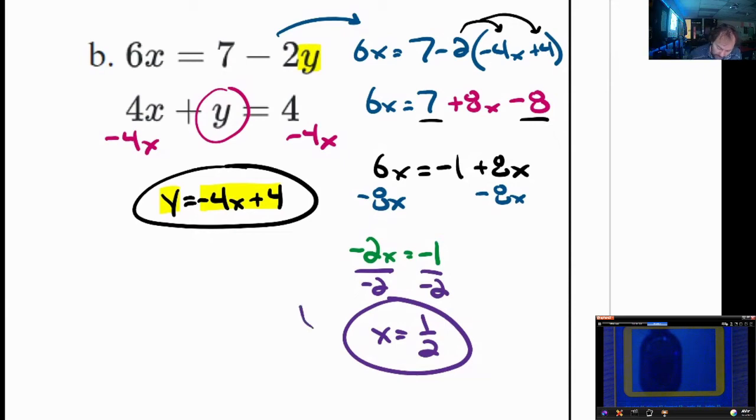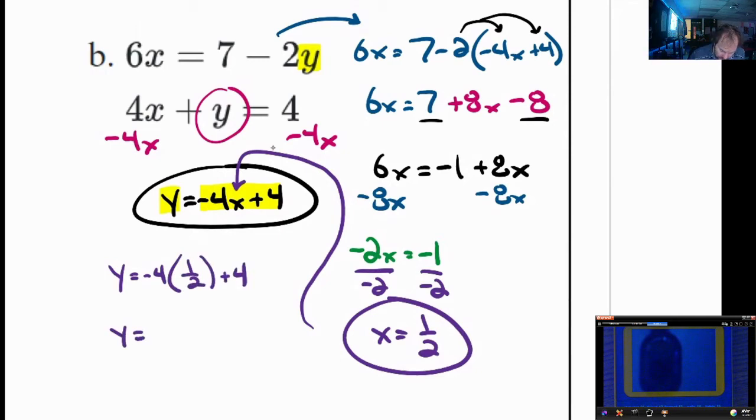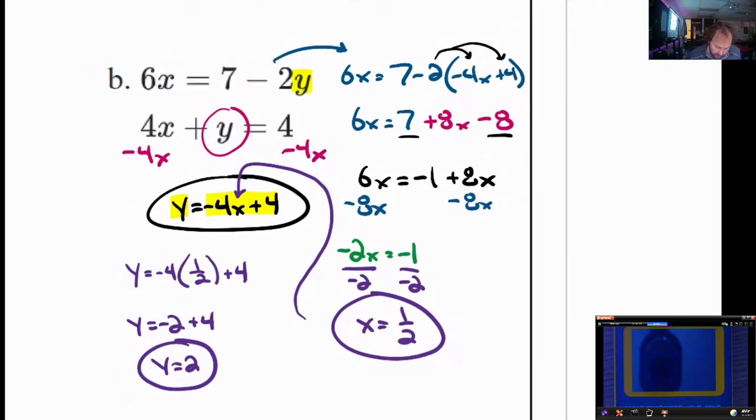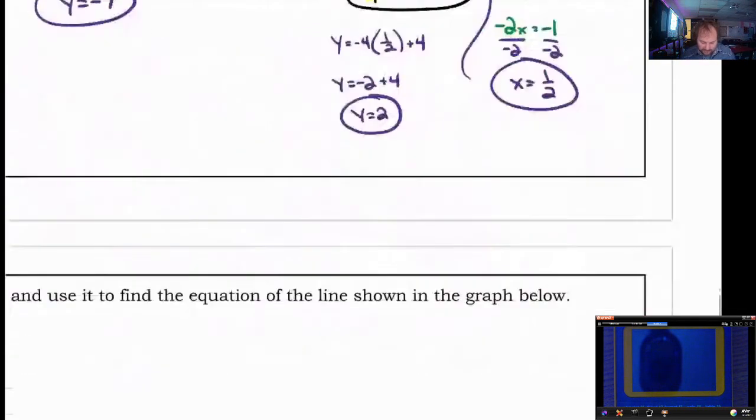Now we're going to take that 1/2, and we're going to plug it in right here into our solved-for-y version of the bottom equation. That'll give us y equals negative 4 times 1/2 plus 4. In this case, that is going to be negative 2 plus 4, which is 2. And then I'm just going to quickly spot check and confirm that that works. I know it works in the bottom equation because 4 times 1/2 is 2, and 2 plus 2 is 4. In the top equation, 6 times 1/2 is 3, and 2 times 2 is 4, and 7 minus 4 is actually 3, so it does work. Hey, that's correct. Let's go to the next page here.